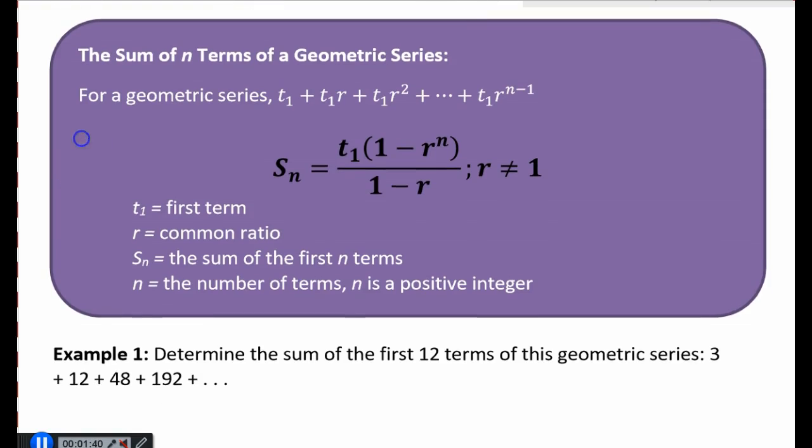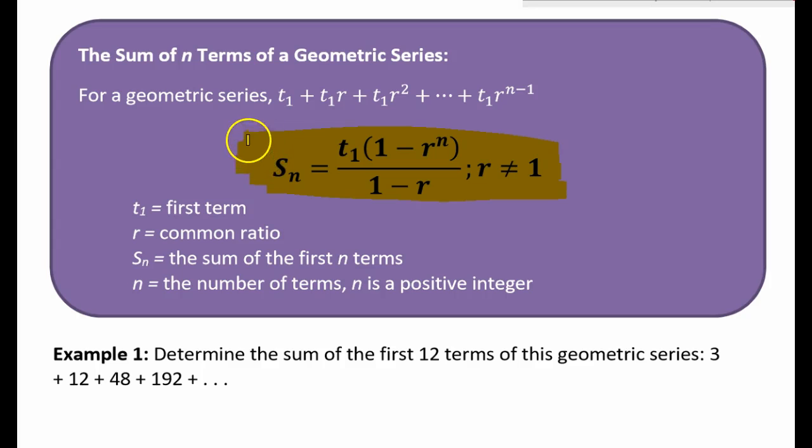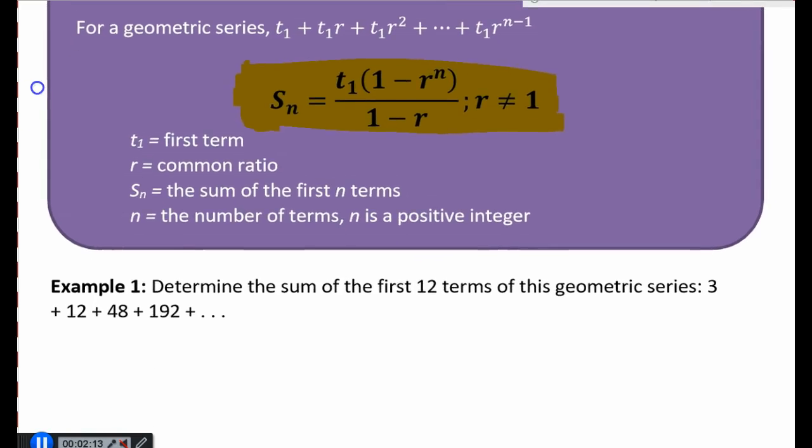In general, we have this equation here. Okay, very important. You will always be using this. Now, as we established in our previous lesson, r cannot be 1, and it also can't be 0 in order for this to work. T1 again is our first term, r is our common ratio, n is the number of terms that we're going up to, and Sn is how many terms we are including, starting at term 1.